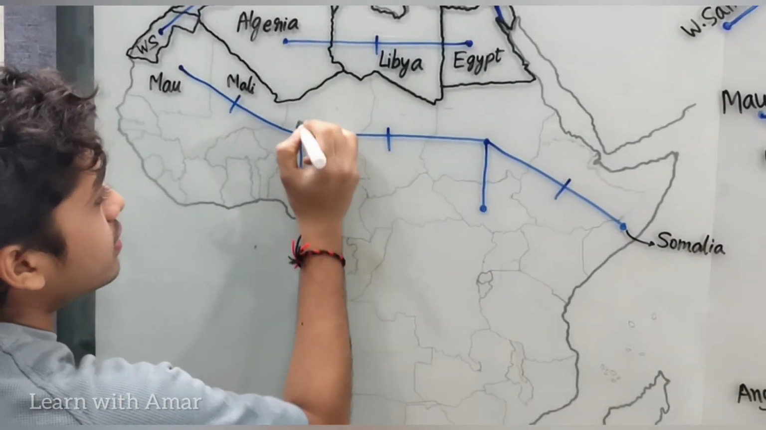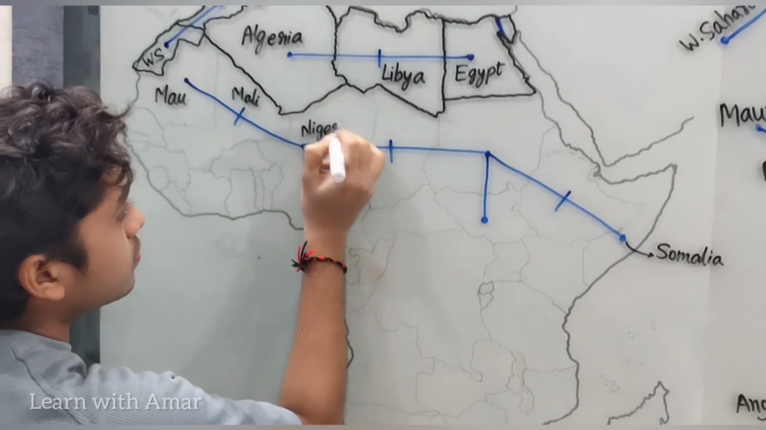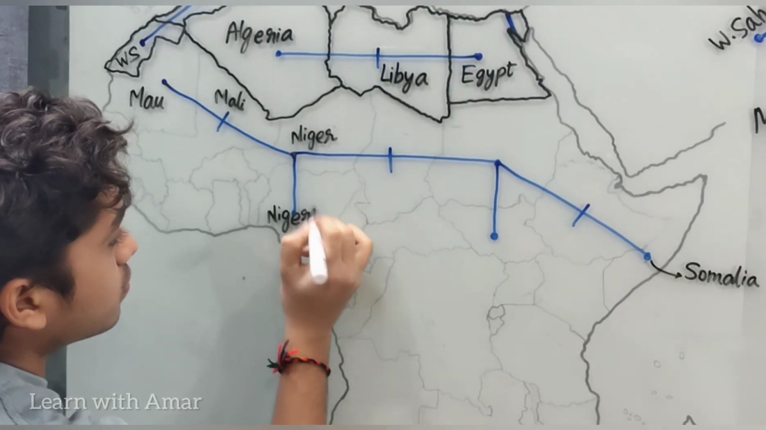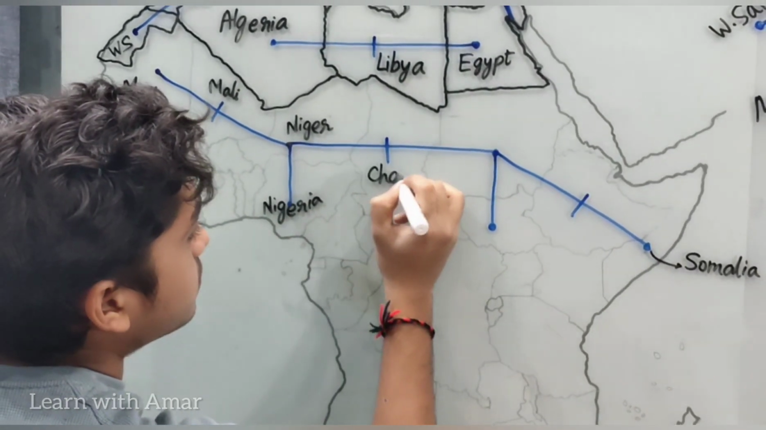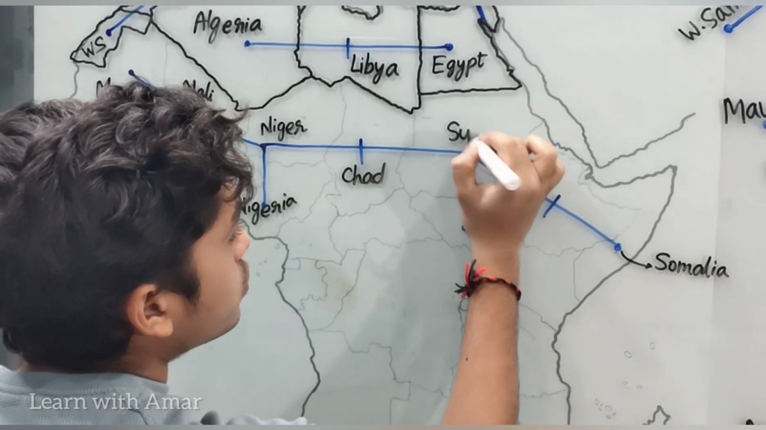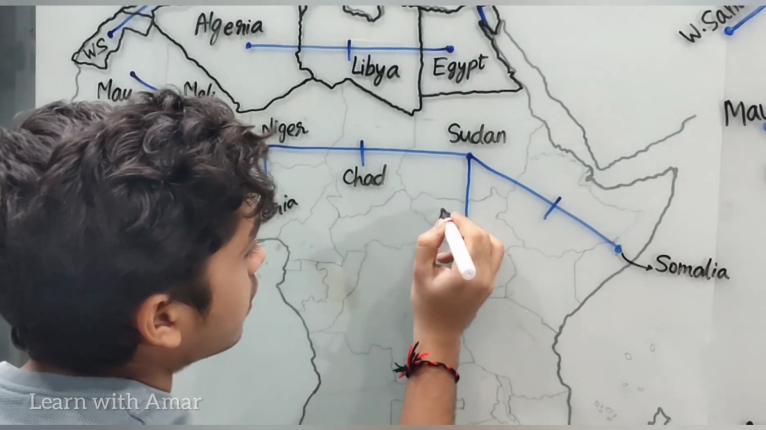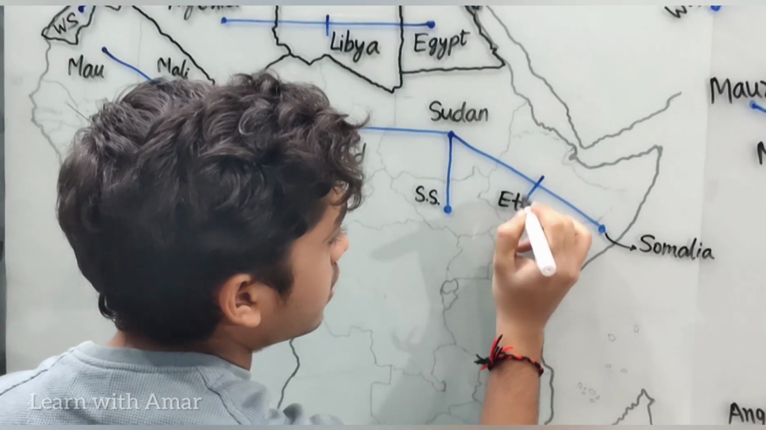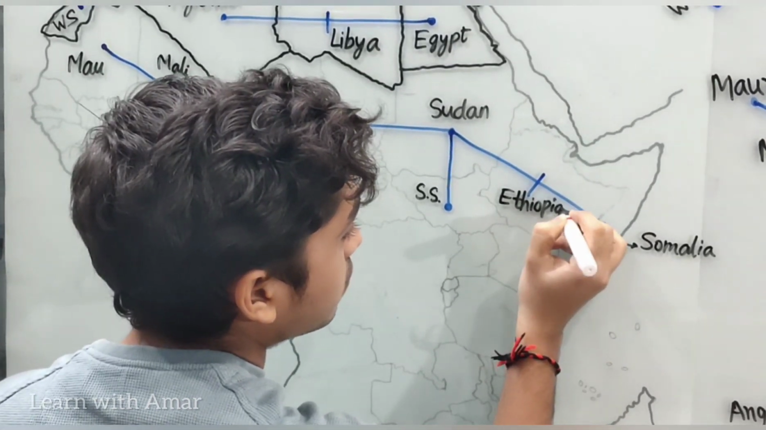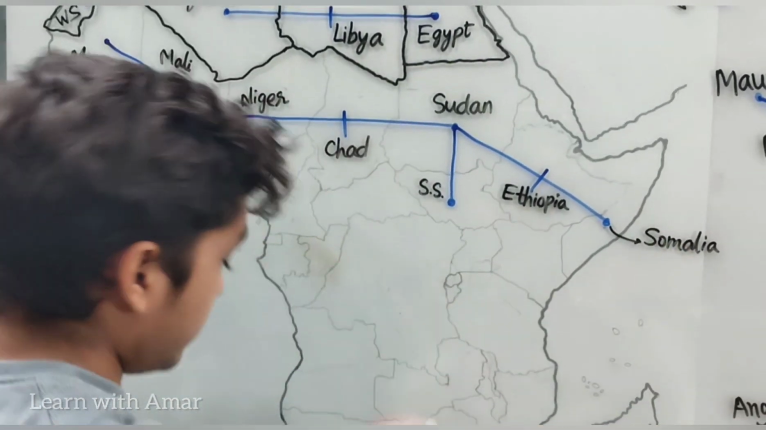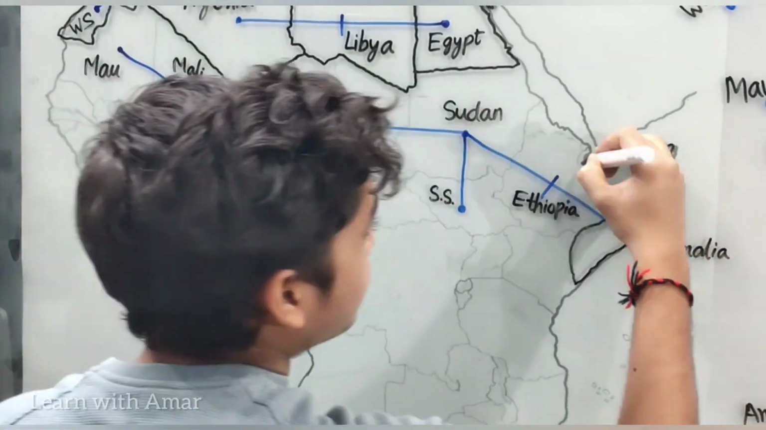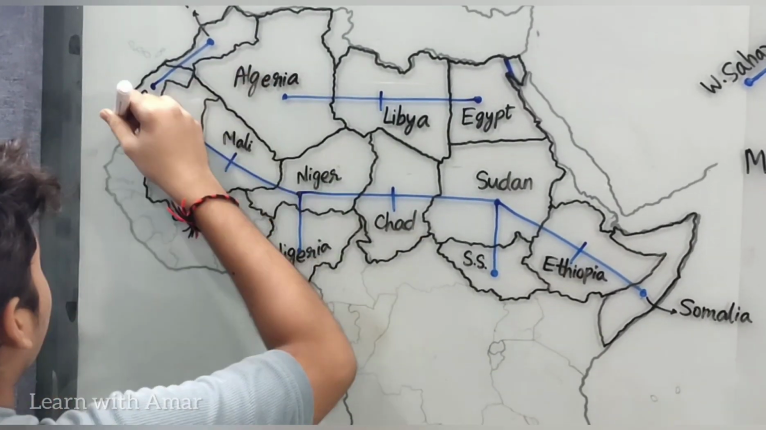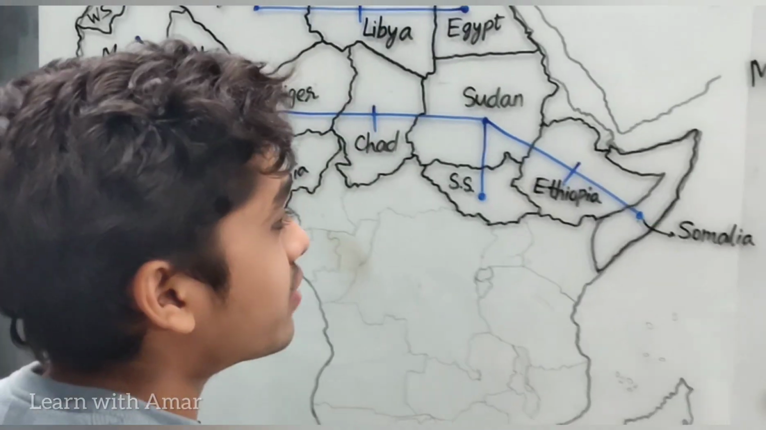So right here, this is Niger, Nigeria, Chad, Sudan. This is the newest country, South Sudan, and then comes Ethiopia, and then Somalia, obviously. Right. So we've completed the third stick figure.